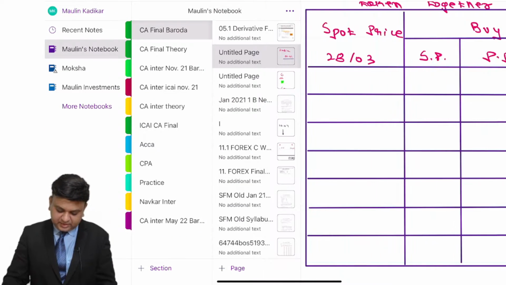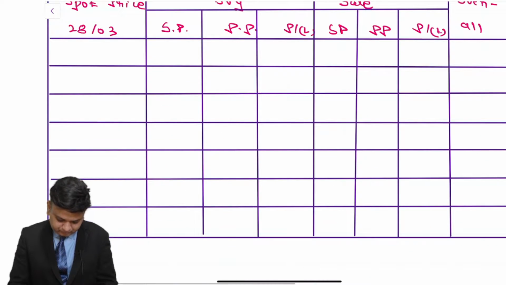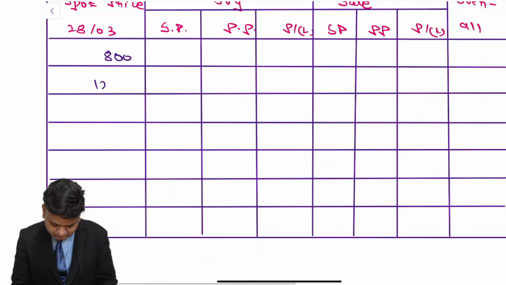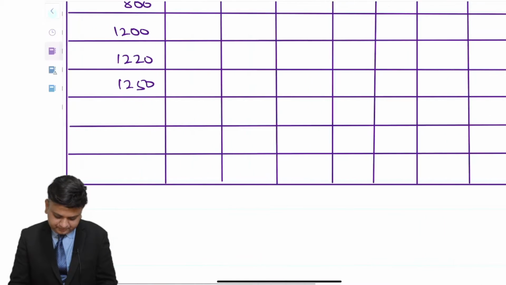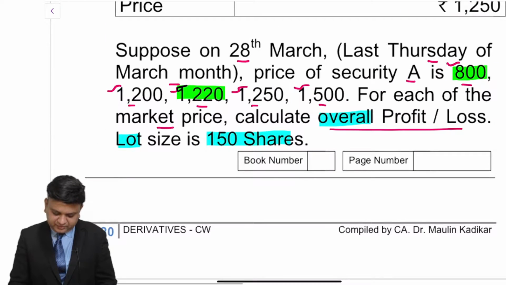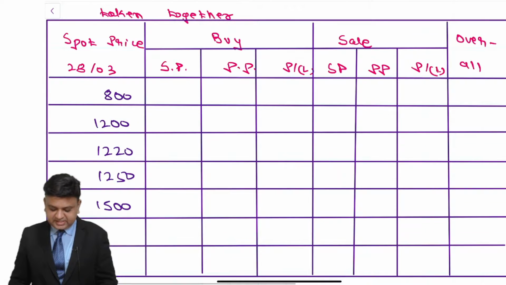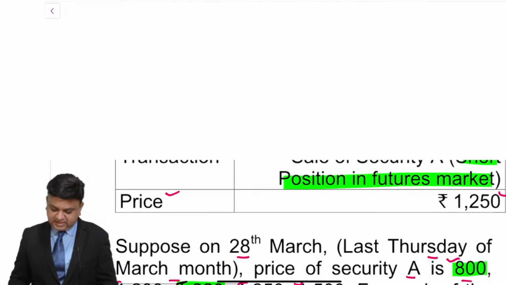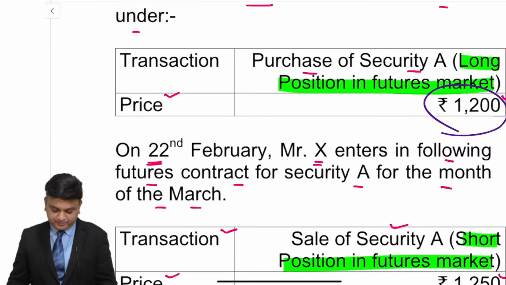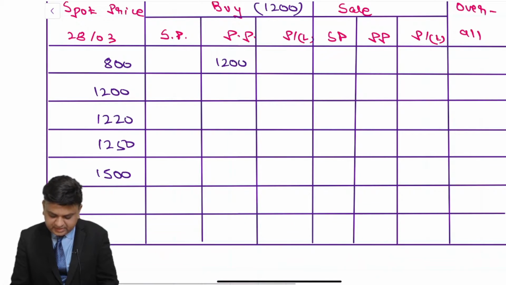Now the spot price of the equity share is provided to us as 800, then 1200, 1220, then 1250 and 1500. The first transaction is to purchase a security, and the price at which you are going to buy the security is rupees 1200. That is the futures contract which was entered upon to buy the security at 1200. So over here 1200 is the purchase price.